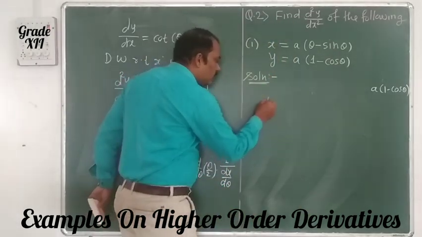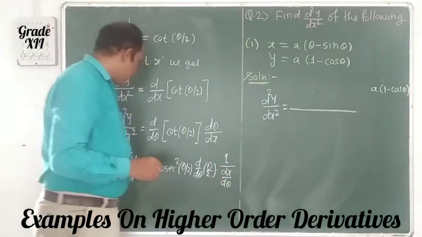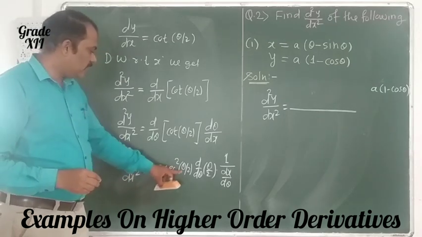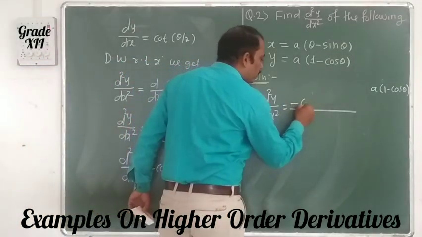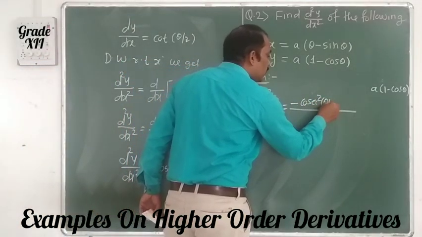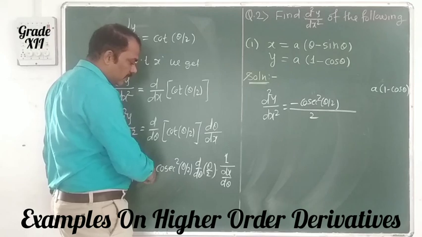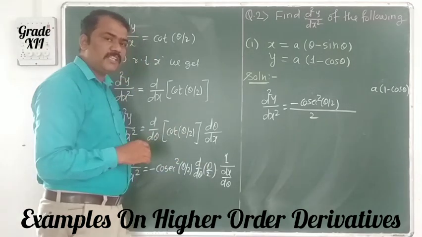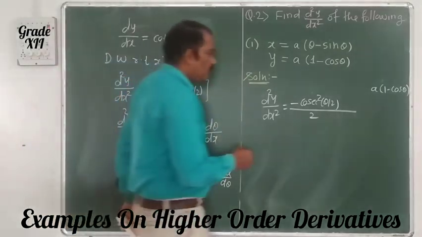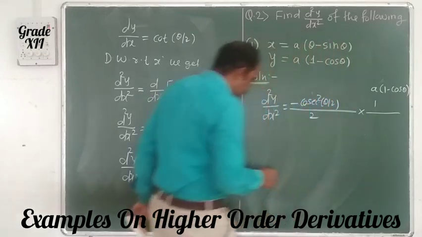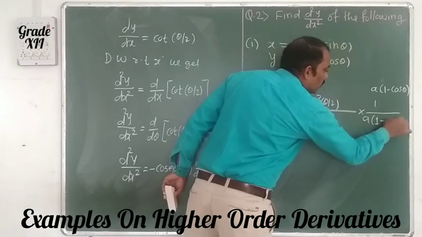So that d2y by dx square is equal to minus cosec square theta by 2 as it is. Here 1 upon 2 is a constant, so we take it outside: minus cosec square theta by 2 divided by 2. This minus sign as it is. Here remaining only theta. Differentiation of theta with respect to theta is 1, so we write like this, into 1 upon dx by d theta. What is the value of dx by d theta? This one, that is a into 1 minus cos of theta.